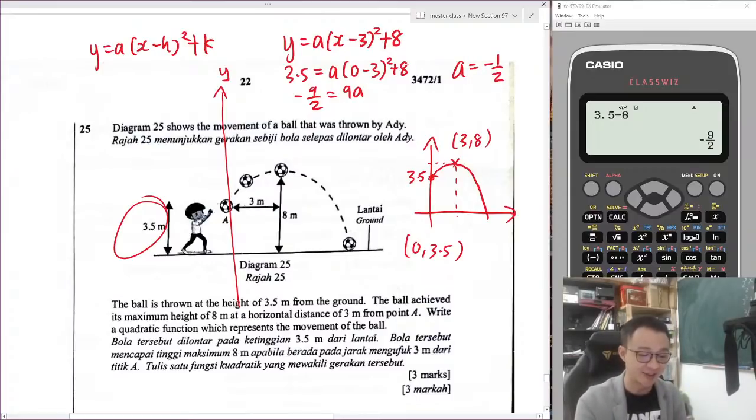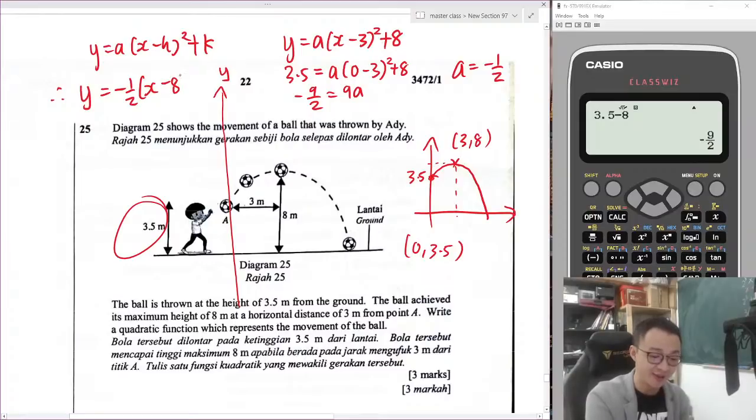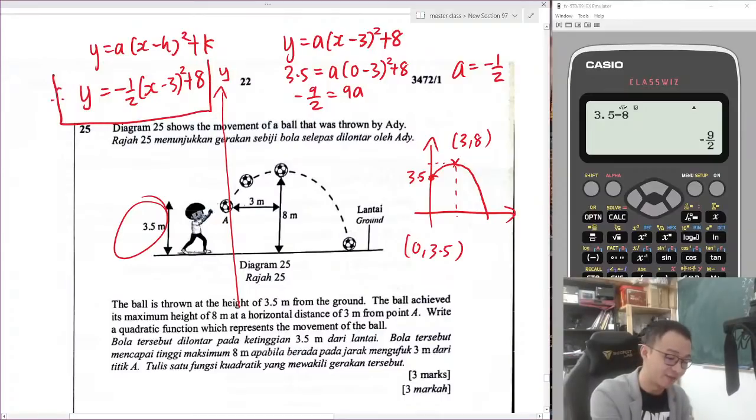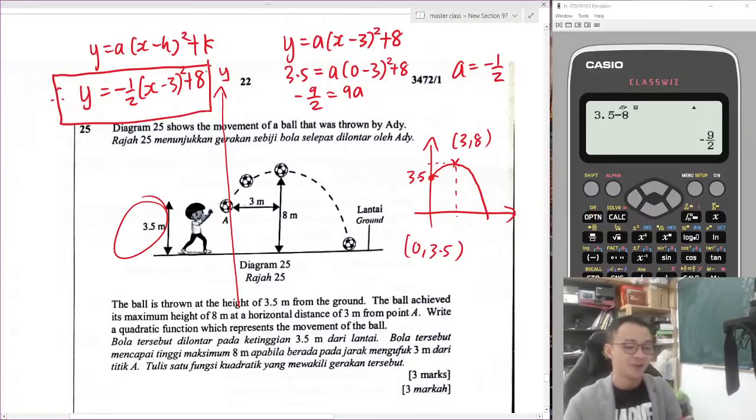Okay, then I sub into here and I get the final equation. So my final equation is y equals negative half (x minus 3) squared plus 8. Alright, then I got the final equation. This is how we form the equation by using the completing the square method.